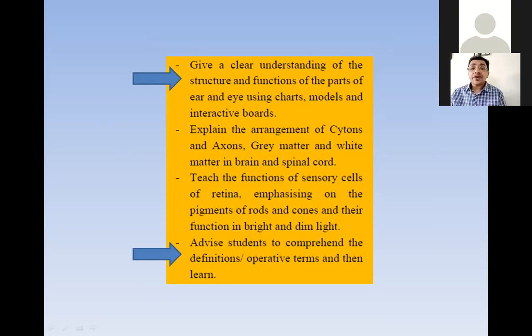Teach the functions of sensory cells of retina, emphasizing on pigments of rods and cones and their functions in bright and dim light. So this is what I'm talking about. When I specifically mention rod cells and cone cells, rods are for black and white vision, and cone cells for colored vision. Not only that, the pigments which are present, rhodopsin and iodopsin, and based on that, the adaptation. We have studied the topic of dark adaptation, light adaptation. All that is something which is important.